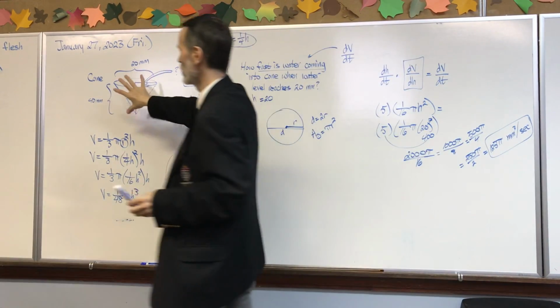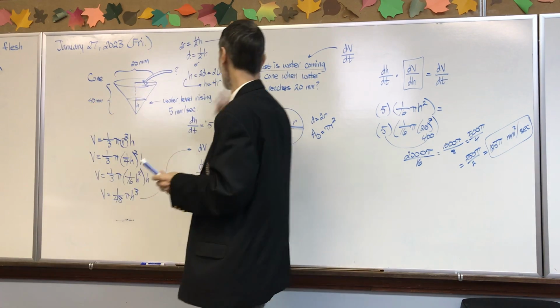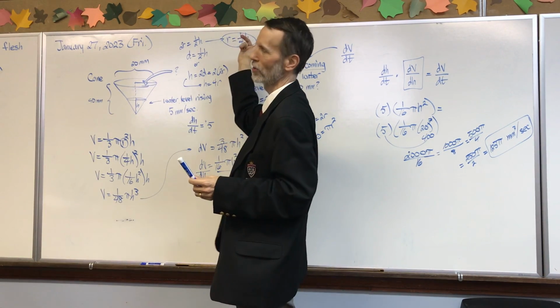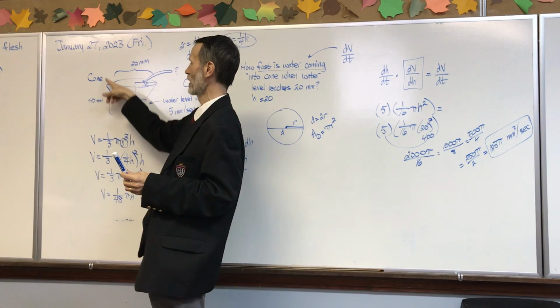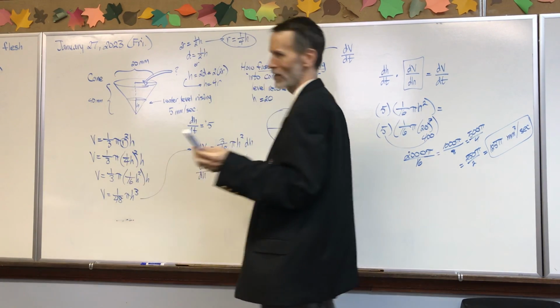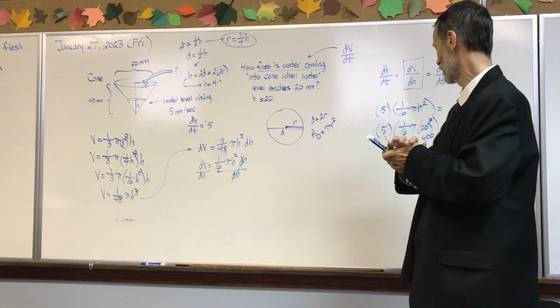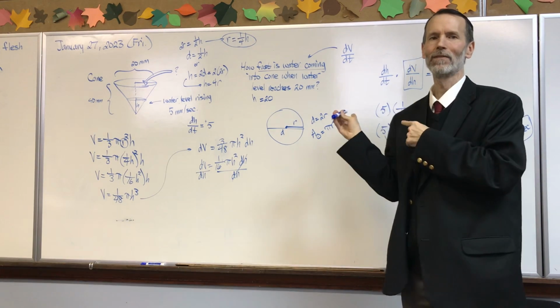Something in this geometry shape will give us an equation. In this case, it was r equals 1/4 h. So the radius is 1/4 as big as the height. Make sense? Alrighty, questions on that before we go on?